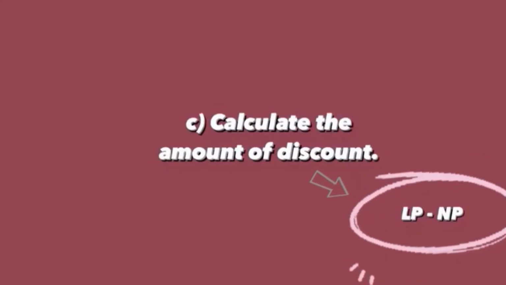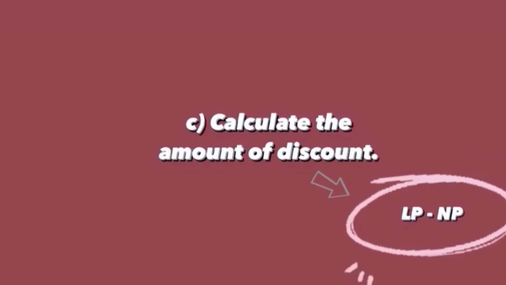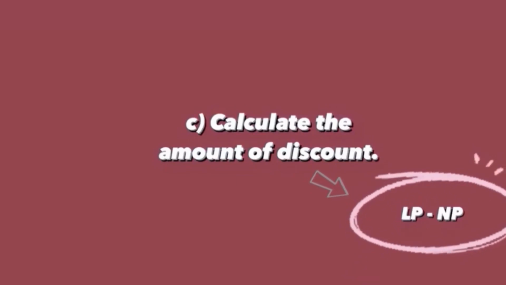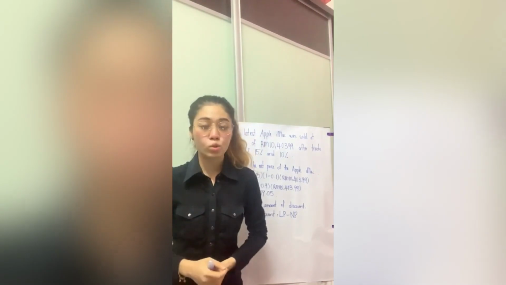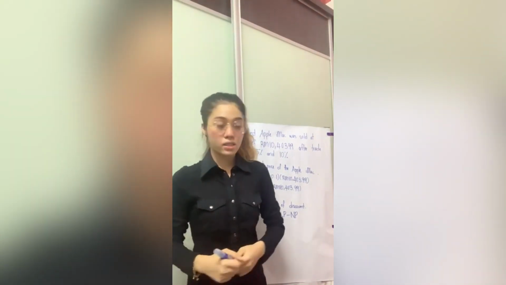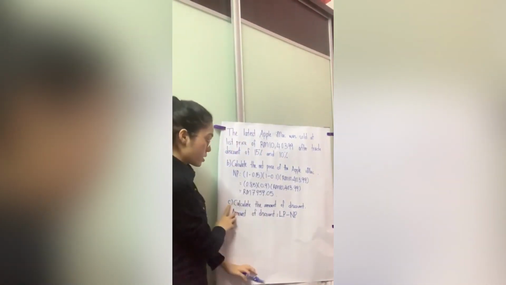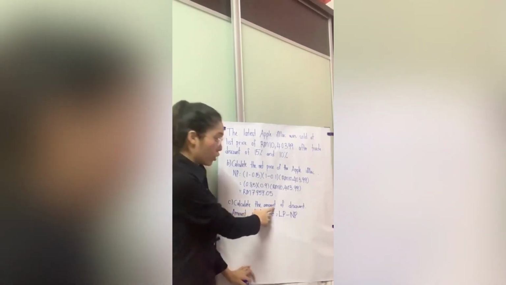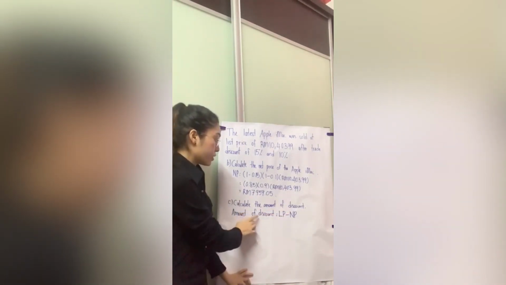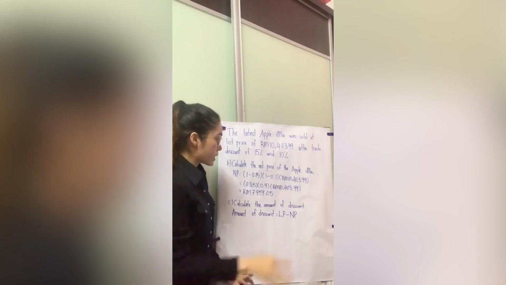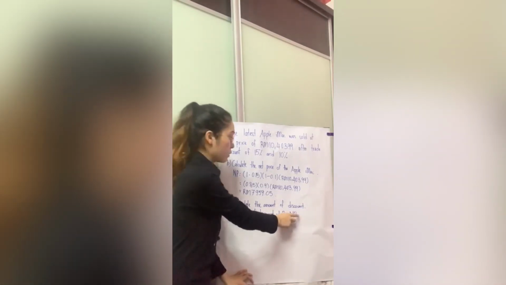Question C. Calculate the amount of discount. So my name is Teacher Mimi. Question C. Calculate the amount of discount. For the amount of discount, the formula is LP minus NP.